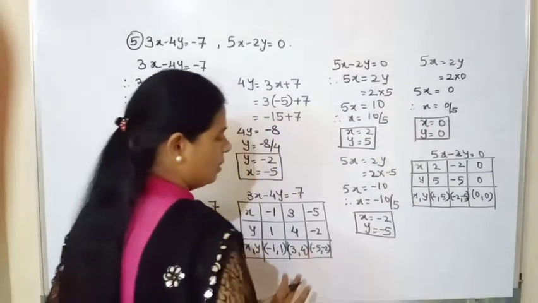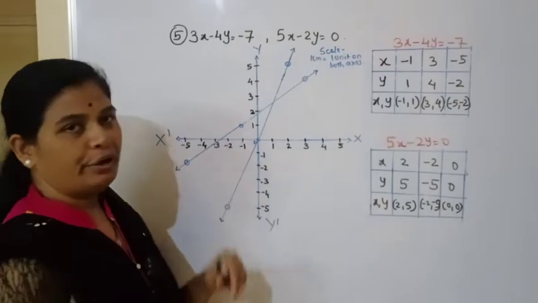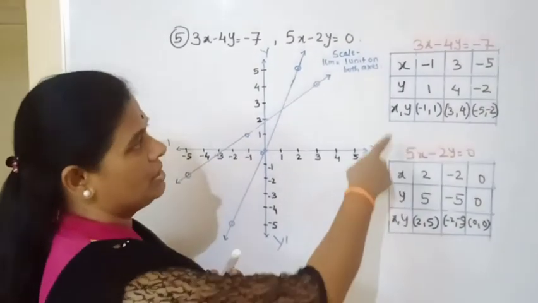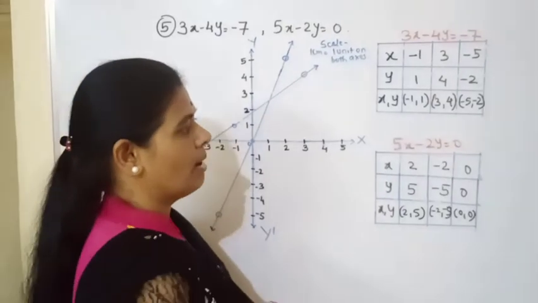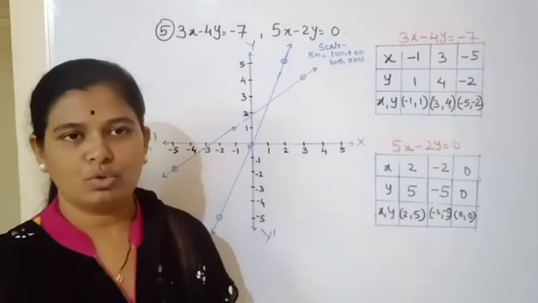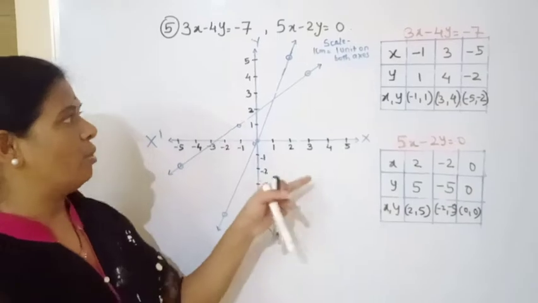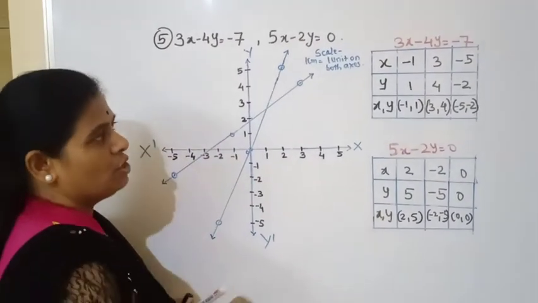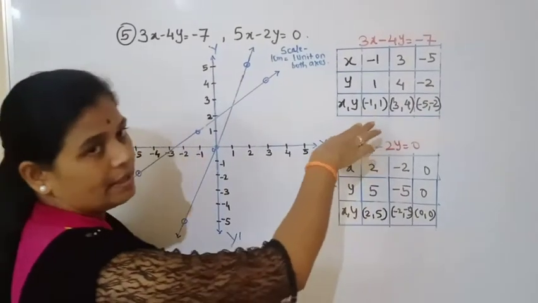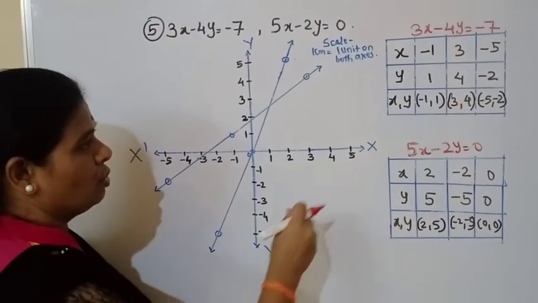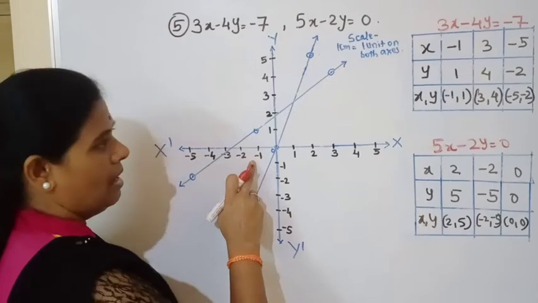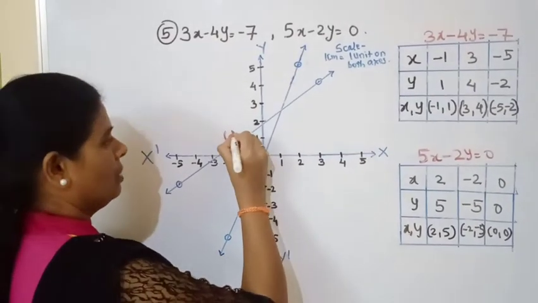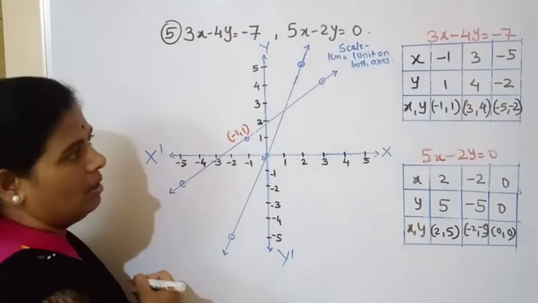Now we will draw the graph. Now we are ready to draw the graph. As you can see the two tables of both the equations, that is 3x minus 4y equal to minus 7 and 5x minus 2y equal to 0. I have drawn the x and y axis. Now we will plot the points. First point of first equation, that is minus 1 comma 1. So minus 1 on x axis and on y axis, that is 1. So I have plotted minus 1 comma 1.